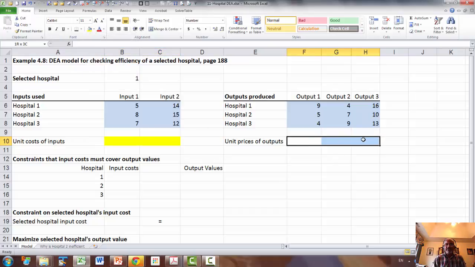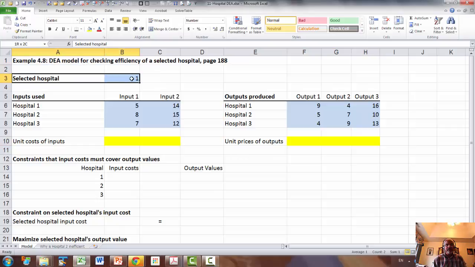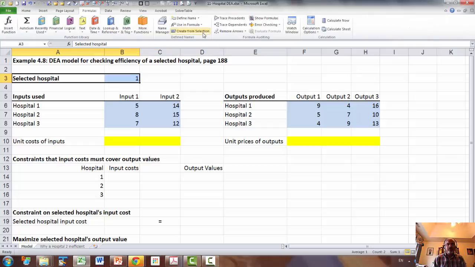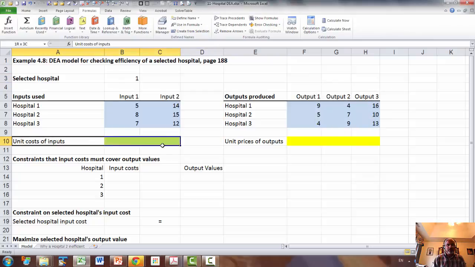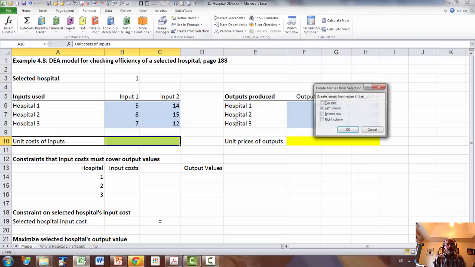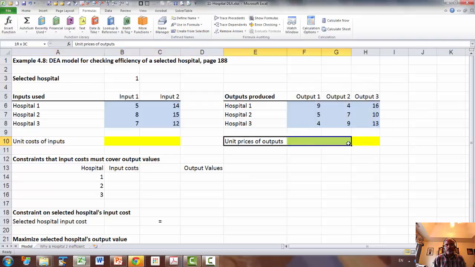Is there a pricing? Is it possible to price these inputs and outputs in such a way that the input costs are greater than output values, obviously because you cannot have more output value than input value, for a selected hospital. So we'll give a name here and we can run this for different hospitals or different companies, in case there are different companies. So let's give a name there. So this is unit cost of inputs. We'll give a name here. Unit prices of outputs.